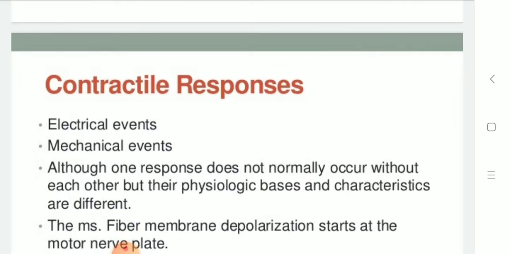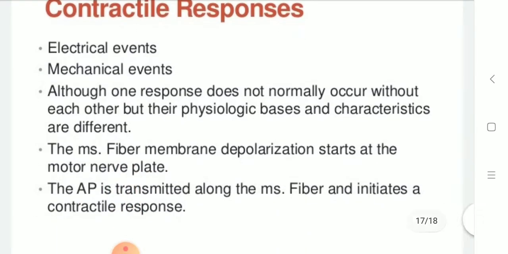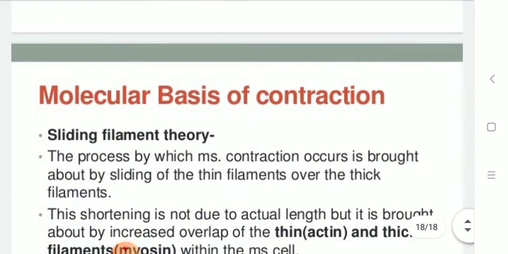Now, the contractile response. First are the electrical events, then the mechanical events. Although one response does not normally occur without the other, their physiologic basis and characteristics are different. Muscle fiber membrane depolarization starts at the motor end plate. The action potential is transmitted along the muscle fiber and initiates a contractile response.